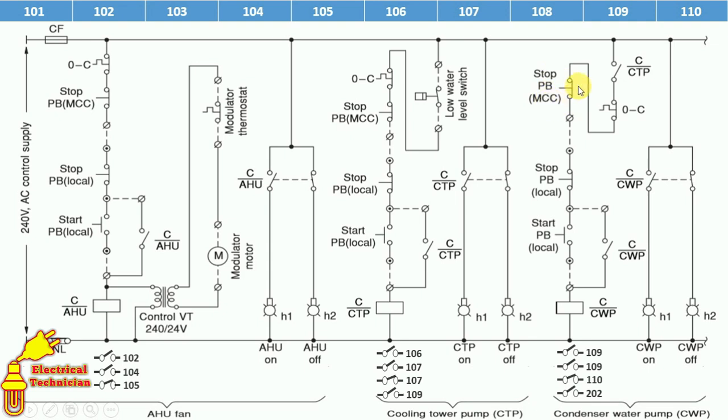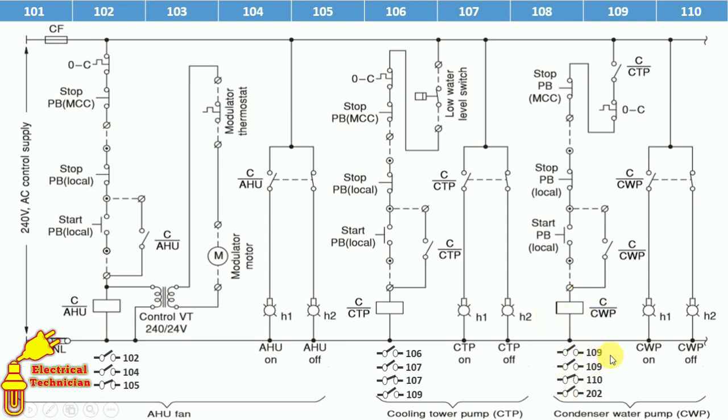At MCC panel, stop push button which is connected, it is that one. After this, power supply is going to stop push button which is connected in LCS. After this, it goes to start push button, and after this directly to contactor which is controlling condenser water pump. Similarly, here holding circuit is made for this contactor. Now in this contactor also 4 auxiliary contacts are used.